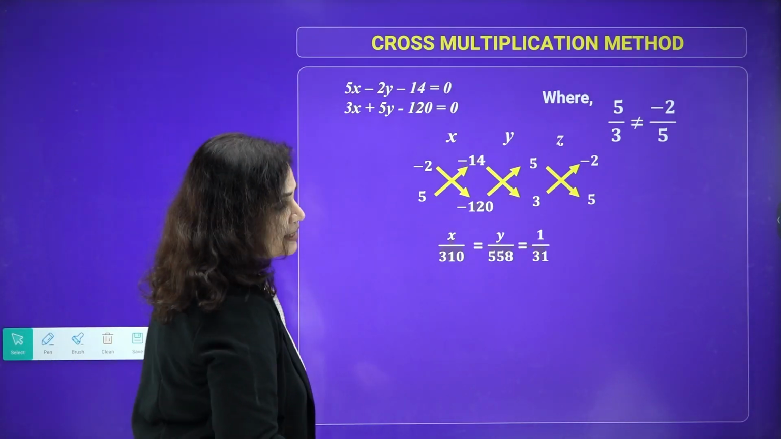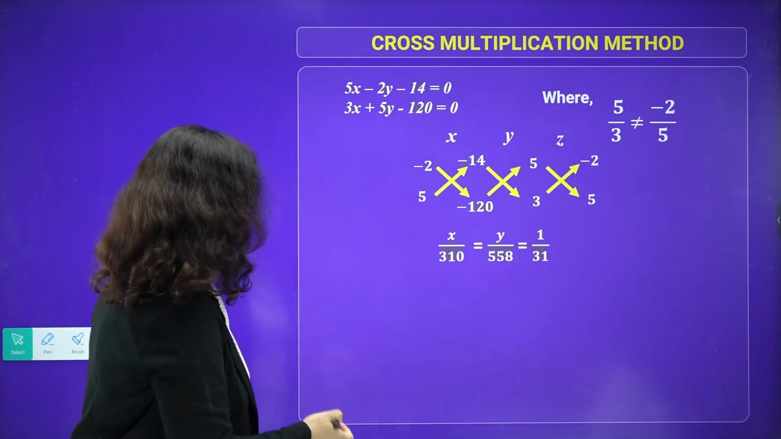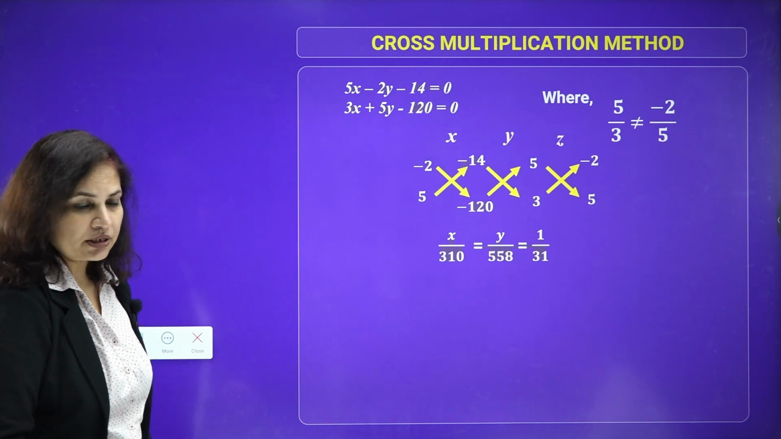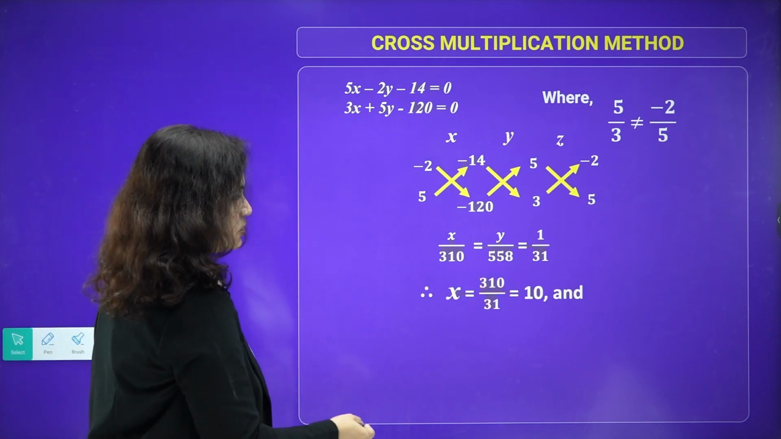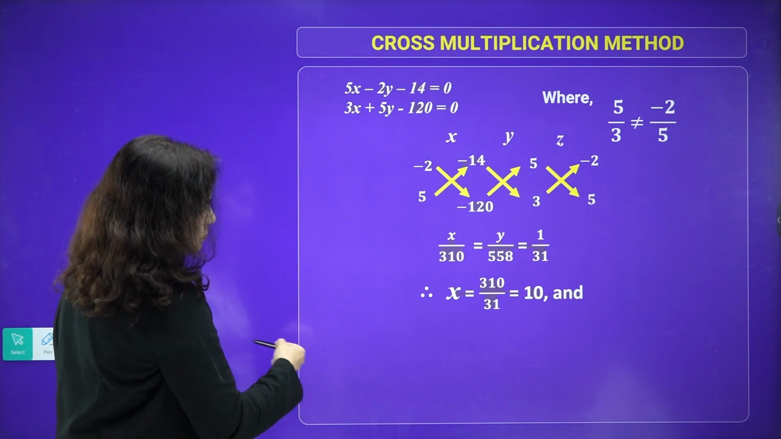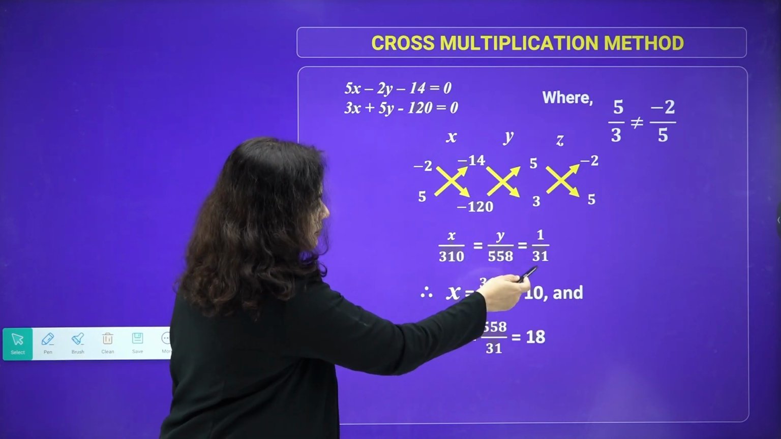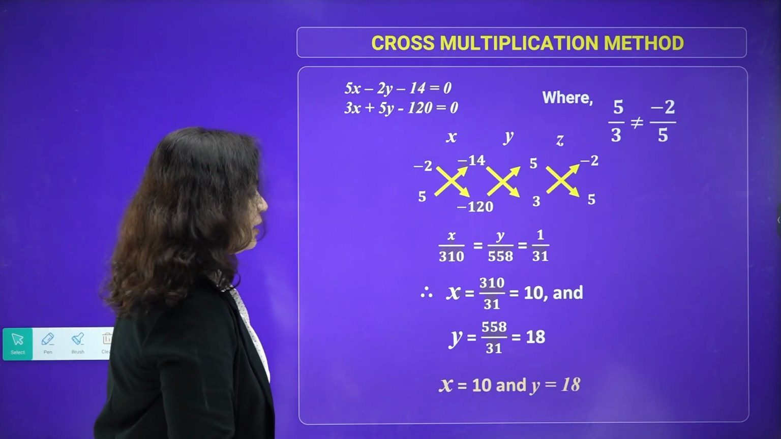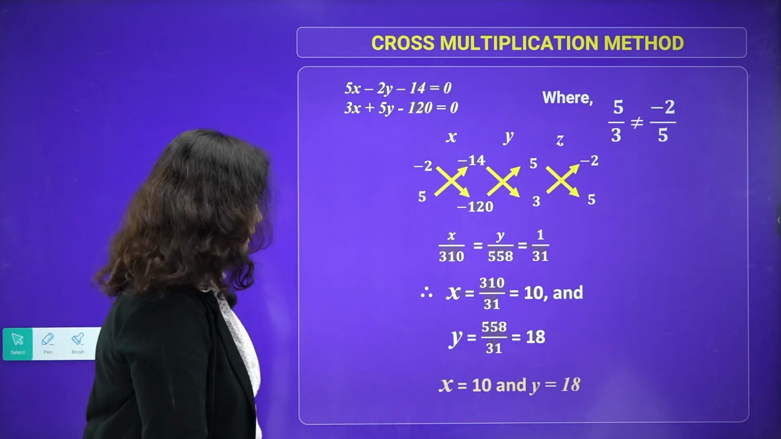Now, we can easily solve for x and y. Let us see how. X upon 310 is equal to 1 upon 31. So, by cross multiplication, x will be 310 upon 31 equal to 10. Y will be 558 upon 31 equal to 18. And we got the solution for x and y.